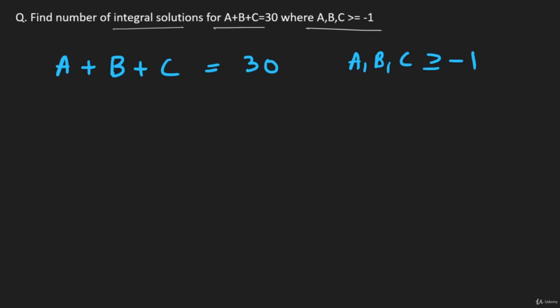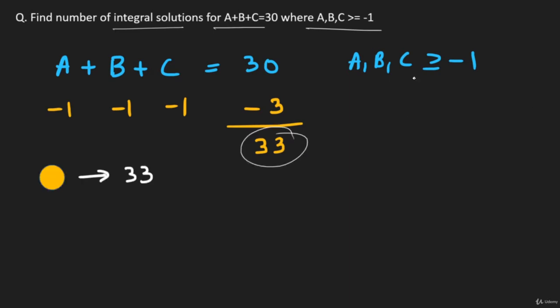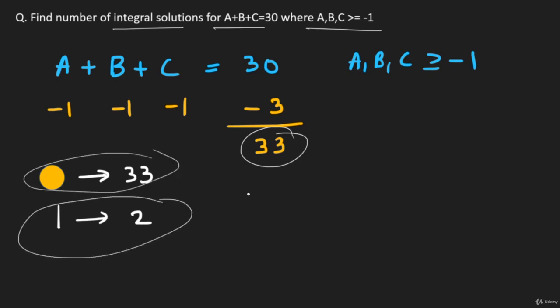Therefore, let's distribute minus 1 to the 3 variables. That gives minus 3 over here, and 30 minus 3 is equal to 33. Now, I just need to follow the same process for 33. That is, I have 33 dots, and because I need to divide it into 3 sets, I have to draw 2 lines. That's a total of 35 objects. 33 are of one type and 2 are of one type.